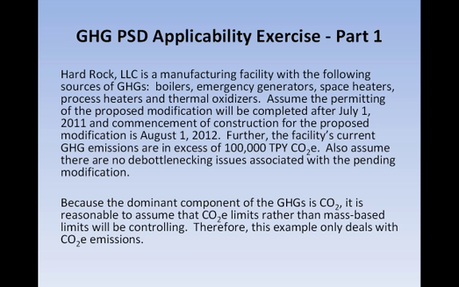Because the dominant component of the greenhouse gas emissions is CO2, it is reasonable to assume that the CO2e limits, rather than the mass-based limits, will be controlling from a standpoint of triggering PSD. Therefore, this example will only deal with the CO2e emissions. Obviously, in a rigorous applicability exercise, one would have to do both the mass-based and the CO2e-based calculations and include all the GHGs. However, we're doing this for simplicity for this exercise.